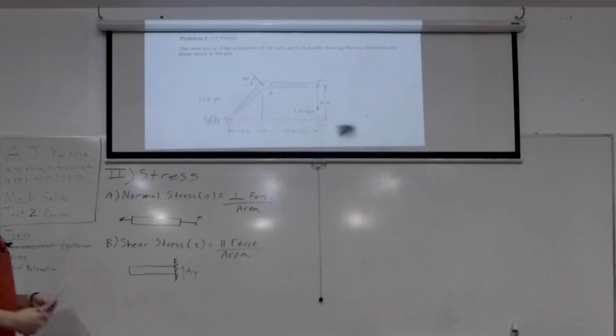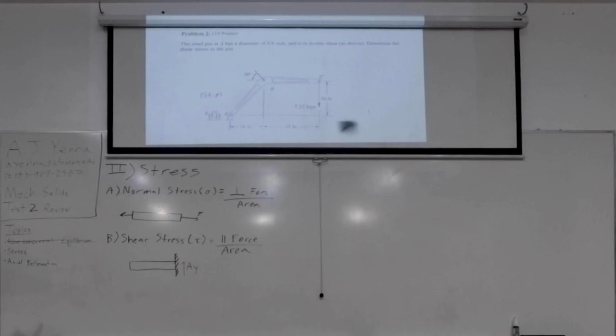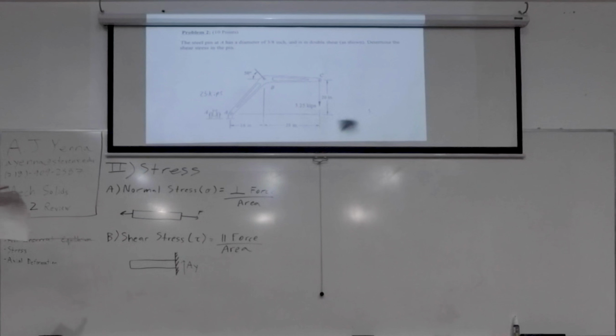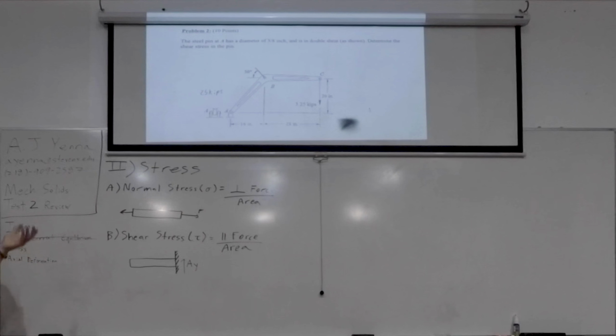So the next topic is stress. These are your two types of stress. You have normal stress, notated by sigma, which is the perpendicular force over the area, and shear stress, which is tau, which is the parallel force over the area. For a test problem, they're going to ask you for one or the other, so you're not going to have to sit there and guess what's what.